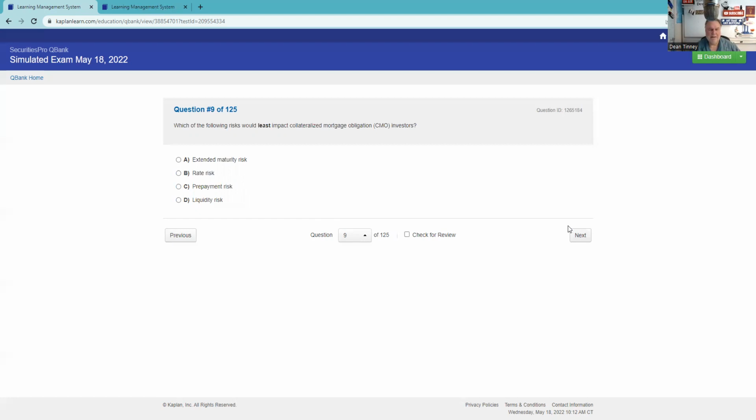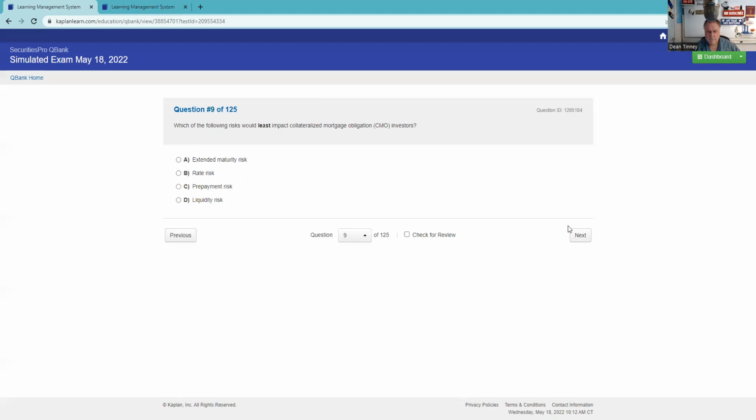Which of the following risks would least impact a CMO? Well, we should know that we have extended maturity risk because these are cascading cash flows from a mortgage pool. And so if interest rates go up, this thing will extend in its life. We have prepayment risk. So A and C are certainly there.